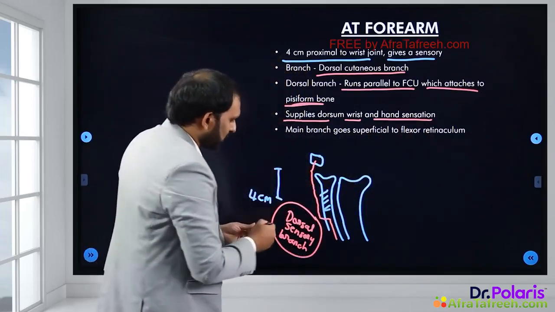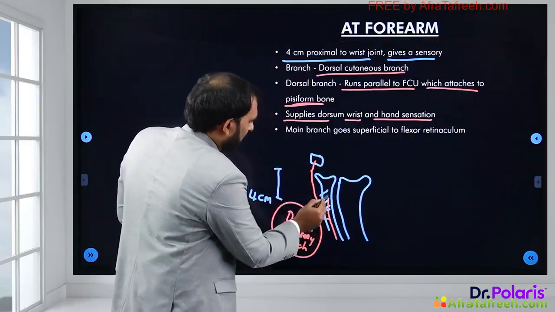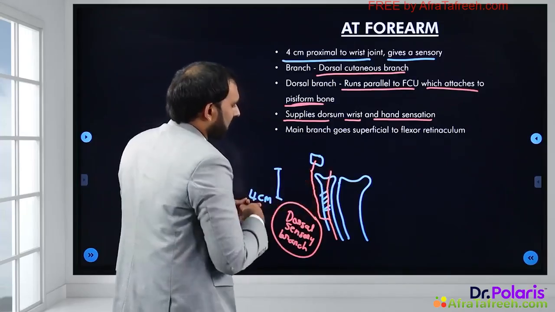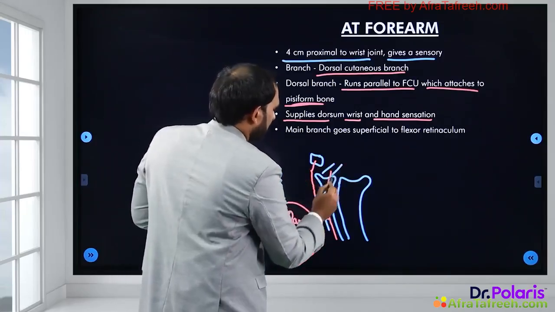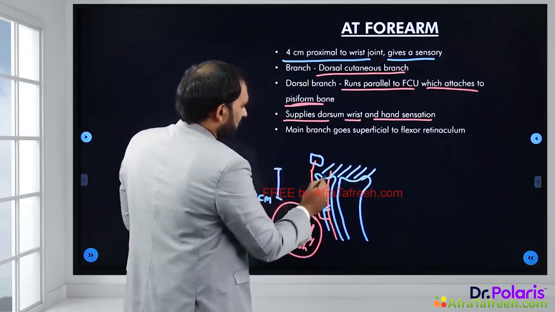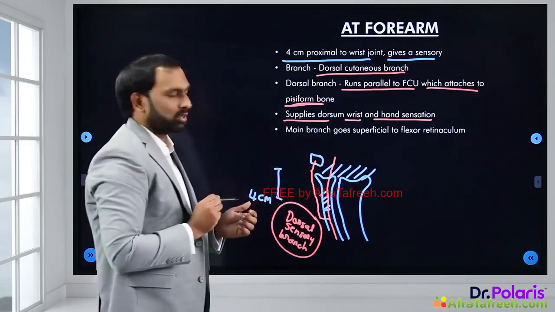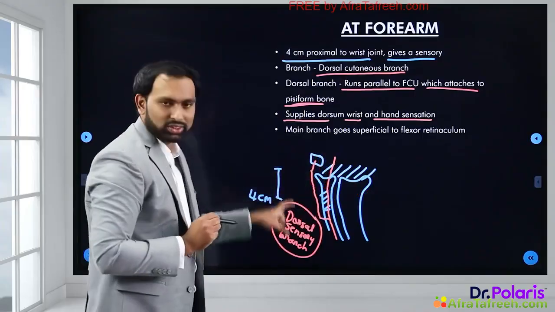And the main branch, what happens to this main branch? This main branch now goes in continuation. It goes parallel and it lies superficial. There is a flexor retinaculum in the wrist, so this main branch is going superficial to the flexor retinaculum. So that is what happens near the wrist joint.